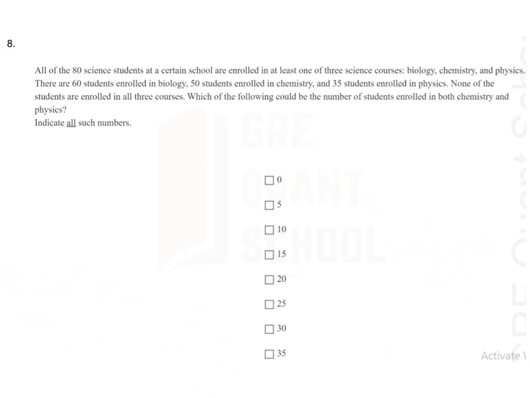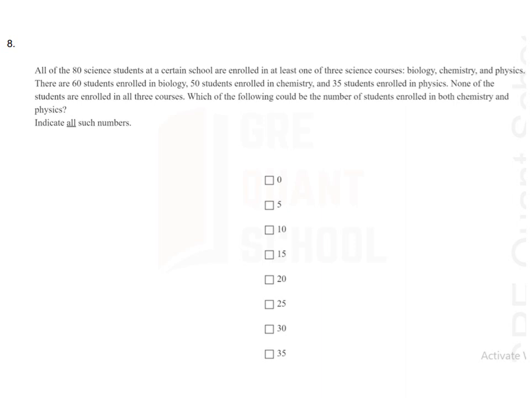In the 8th question, we can use a Venn diagram, I think. All of the 80 science students at a certain school are enrolled in at least one of the 3 science courses: biology, chemistry, and physics. There are 60 students enrolled in biology, 50 students enrolled in chemistry, and 35 students enrolled in physics. None of the students are enrolled in all 3 courses. Which of the following could be the number of students enrolled in both chemistry and physics?